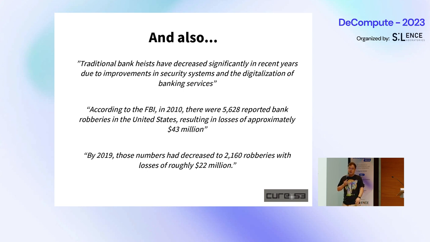According to the FBI, I didn't make this up, the FBI did. In 2010, there were about 5,628 reported bank robberies in the United States, resulting in losses of approximately 43 million. Not billion, just million. By 2019, those numbers had decreased to 2,160 robberies with losses of roughly 22 million. So the amount of money stolen in traditional ways goes down, whereas the amount of money stolen using the cryptocurrency path goes up. Something seems to be off here.